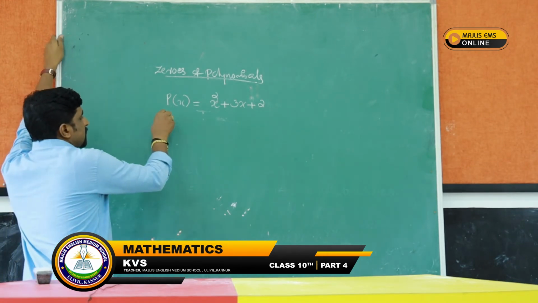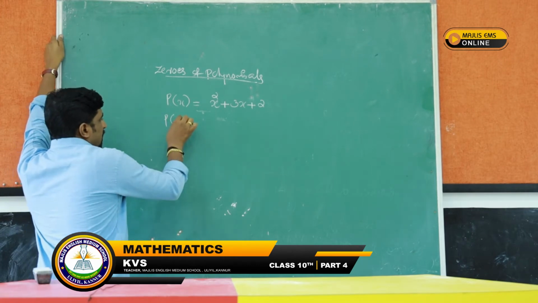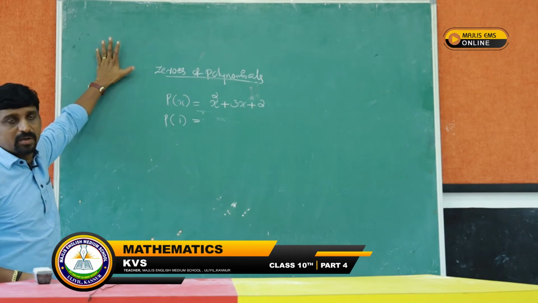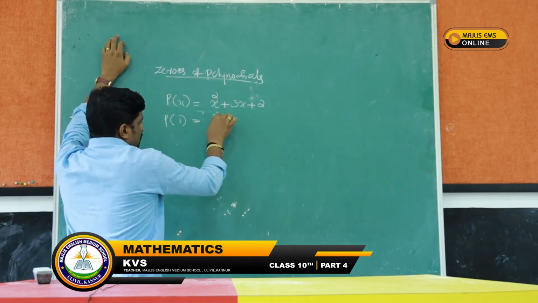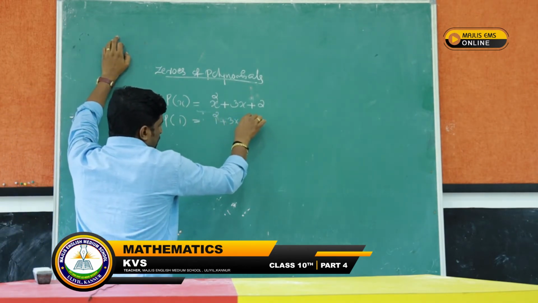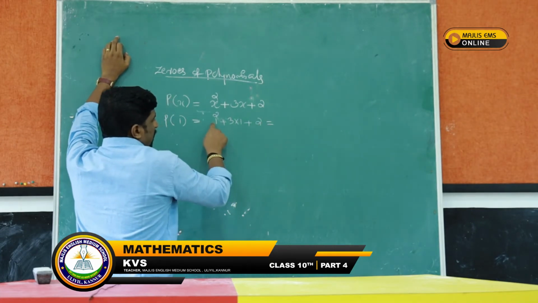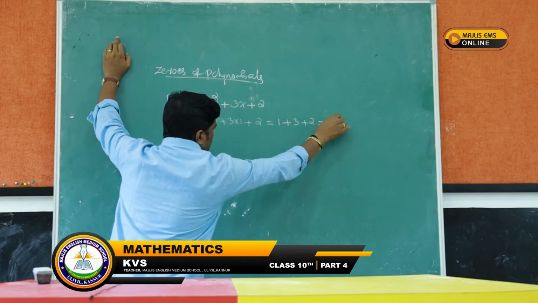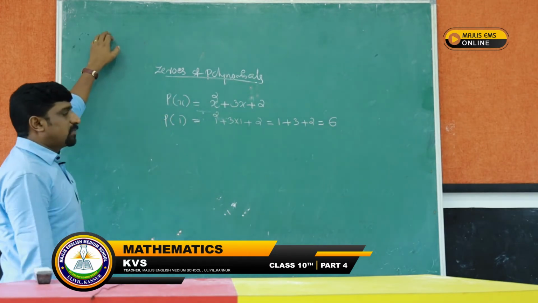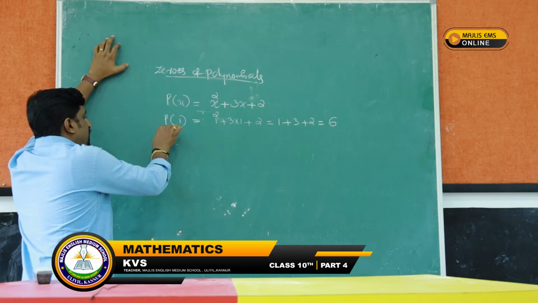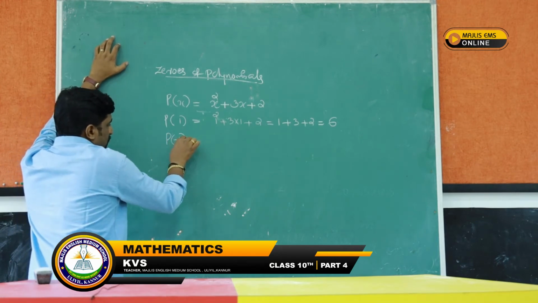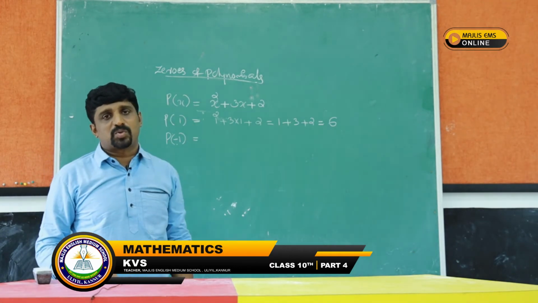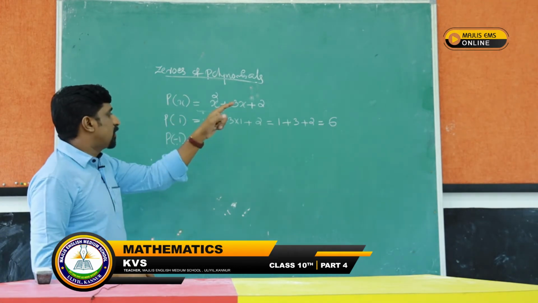Normally we start with p of 1. P of 1 equals 1 square plus 3 into 1 plus 2. 1 square is 1, 1 plus 3 plus 2, and you get the answer 6. Same way I can find p of minus 1, p of 2, p of minus 2, like that. Therefore, p of 1 we got 6.